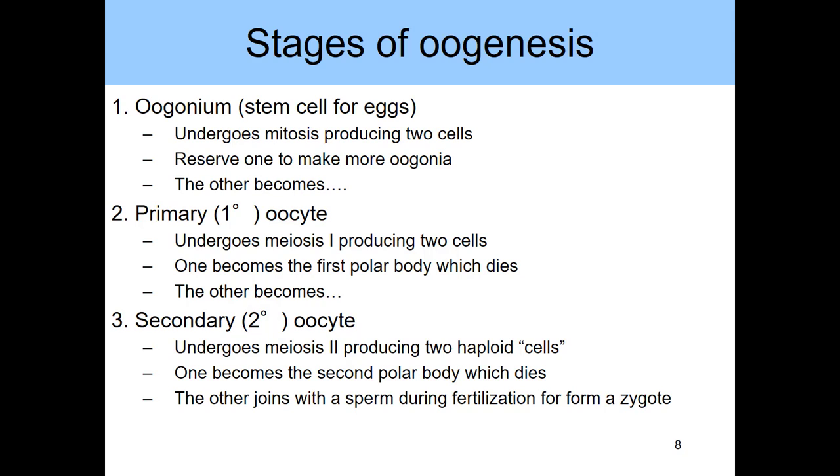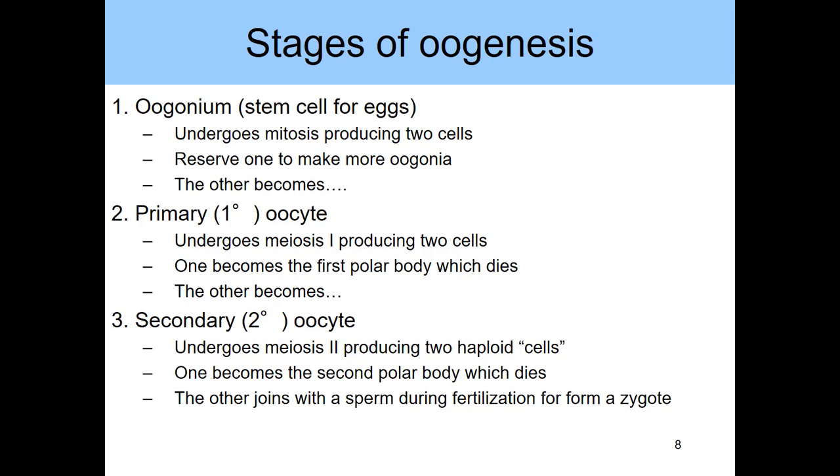The primary oocyte will undergo meiosis 1, producing 2 cells. One of those cells becomes something called the first polar body. So this is something unique to oogenesis. We didn't have anything called polar bodies in spermatogenesis. So when that primary oocyte goes through the process of meiosis 1, we end up with 2 cells at the end. One of those cells is called a polar body and it dies. The other cell becomes our secondary oocyte.